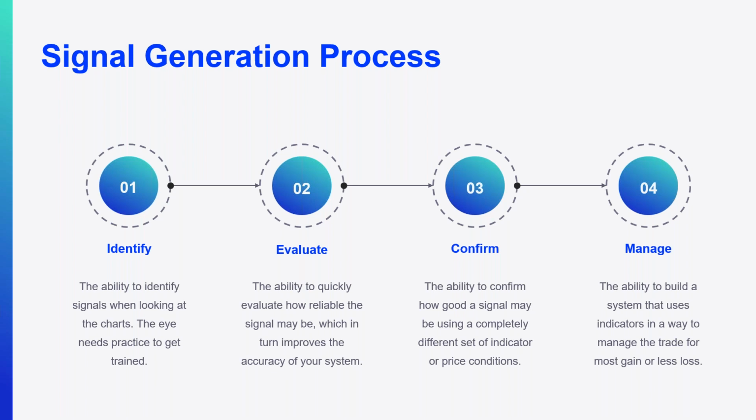Typically, the first thing you see, that should be it. Don't overcomplicate things. Confirm: the ability to confirm how good the signal may be, using a completely different set of indicators or price conditions or any set of rules. And manage or monitor, as we said before, that is when we have to monitor to manage. The ability to build a system that uses indicators in a way to manage the trade for most gain or less loss.